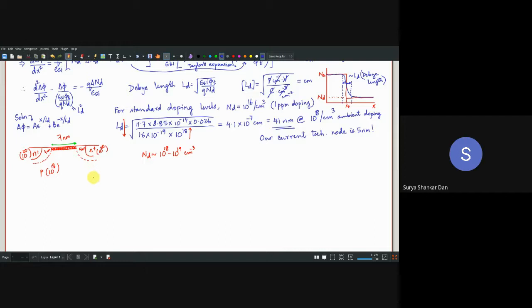Basically, this hasn't been taught in the ICFT course. How do you define the technology node? Remember that whenever we are making this device, we do not have control over the exact value of this channel length. What we do have control over is the perforation in the mask which you are using for making these patterns. So this is your photolithography mask.